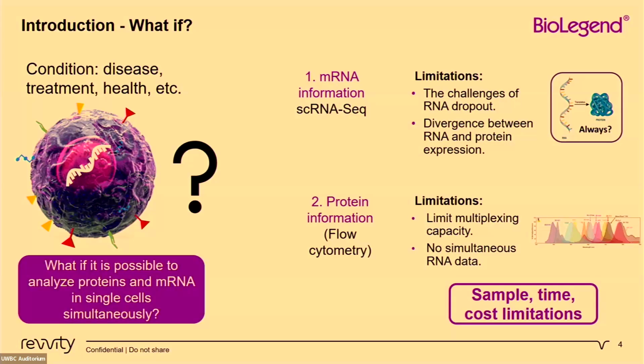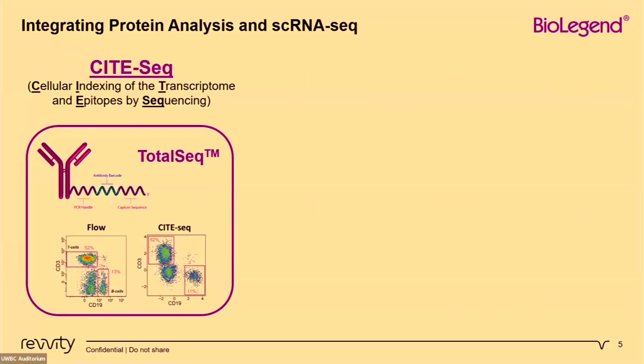But what if it was possible to analyze both your protein and your mRNA in single cells simultaneously? And so a few years back, at least 6 years back, I guess it was, maybe a little longer than that, the technique called CITE-seq, or cellular indexing of transcriptomes and epitopes by sequencing, was developed. And so this was initially done using antibodies with biotin and then streptavidin antibody barcodes, and comparisons to flow cytometry and CITE-seq were done at the time.